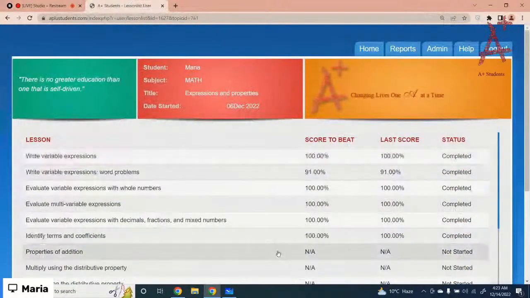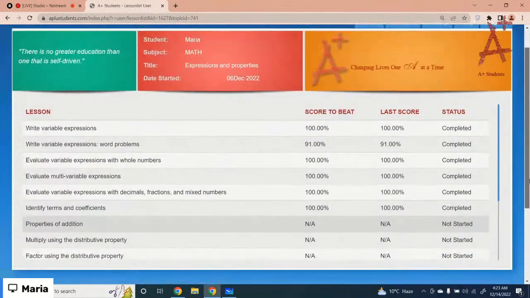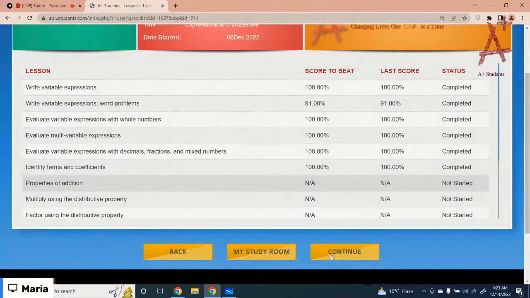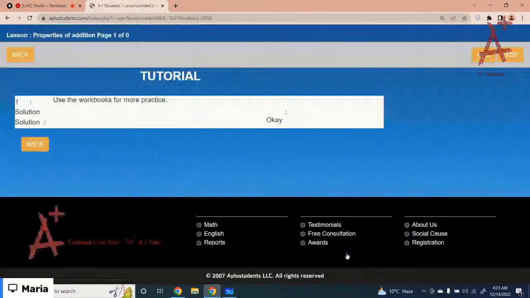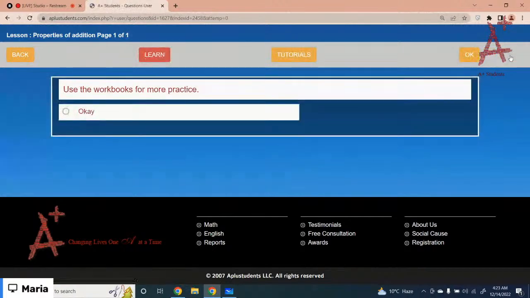Okay, the next lesson is properties of addition. So let's start with the next lesson. Let me write down the lesson name, properties of addition. Use the workbook for more practice questions.